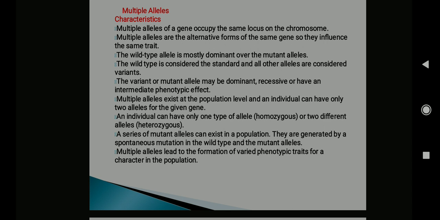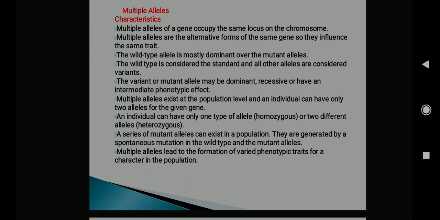So multiple alleles of a gene occupy the same locus on the chromosome. Multiple alleles are alternative forms of the same gene, so they influence the same trait. A wild type allele is mostly dominant over the mutant alleles. The wild type is considered the standard and all the other alleles are considered variants.